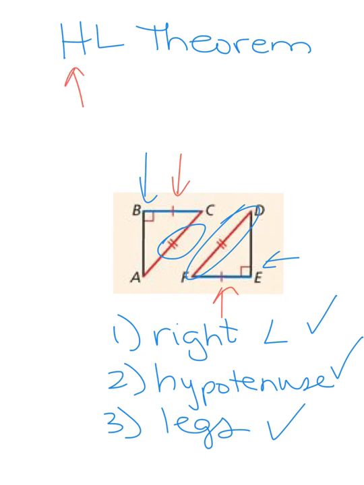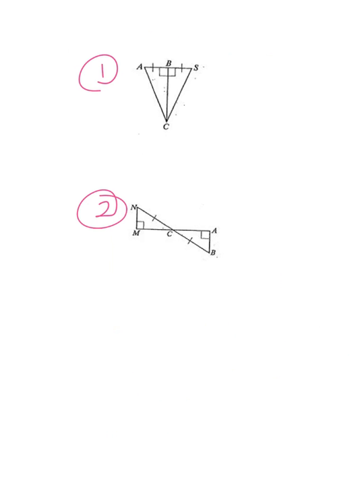The H stands for hypotenuse, the L stands for leg, and a right triangle is the only type of triangle that will have a hypotenuse, so I also need a right angle to prove that the triangle is a right triangle. Let's look at some examples and see if we can identify whether the triangles are congruent, and if they are, by which method.